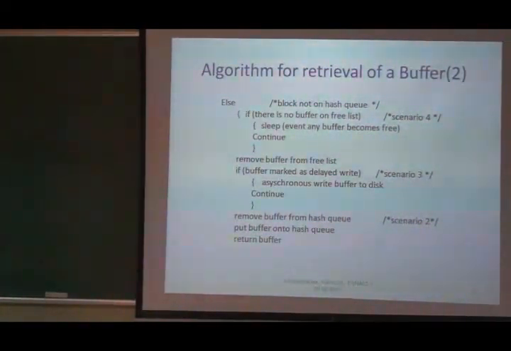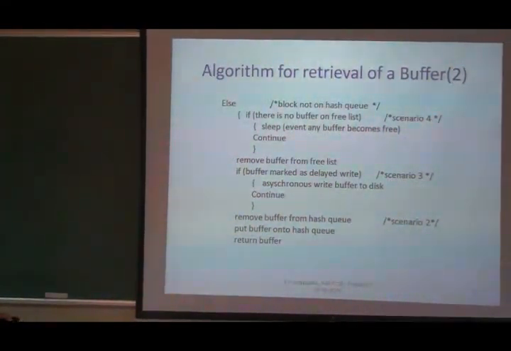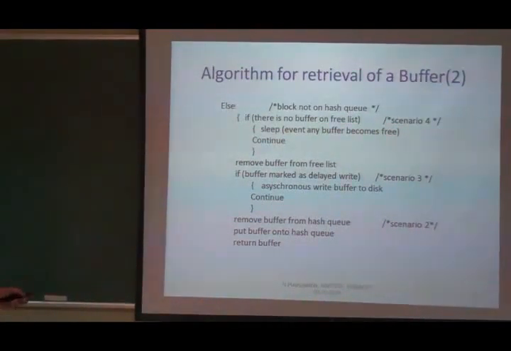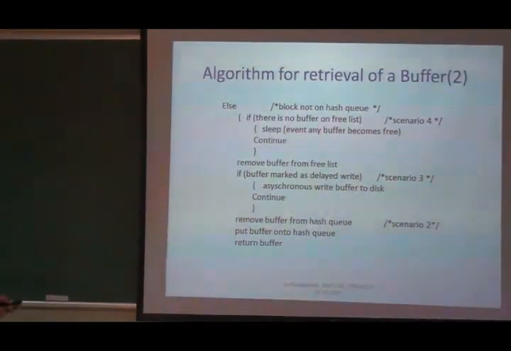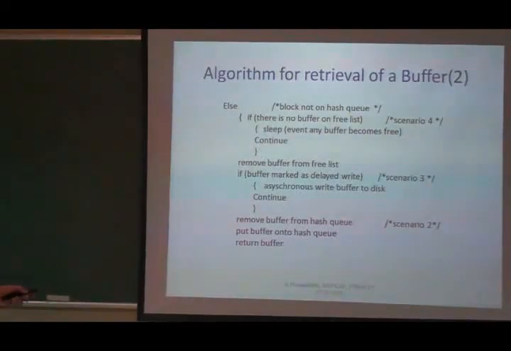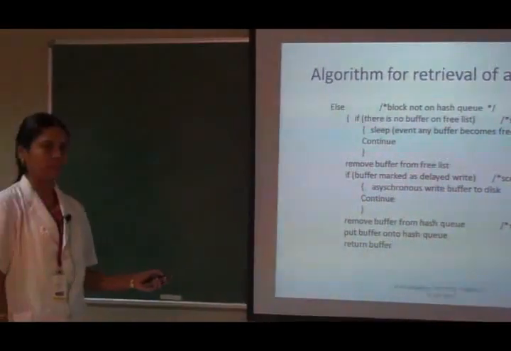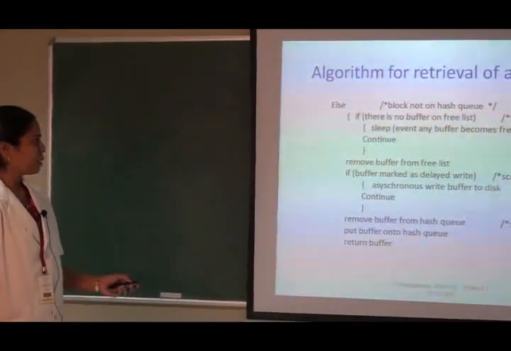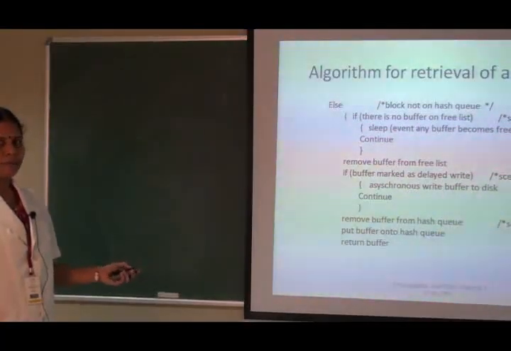Remove buffer from free list, if buffer marked as delayed write, it initiates an asynchronous write for the buffer to disk and continue. This is scenario 3. And remove a buffer from free list, put it in proper hash queue and return buffer, scenario 1. So all 5 scenarios are given as algorithm getblk. Okay, this is for allocating a buffer.